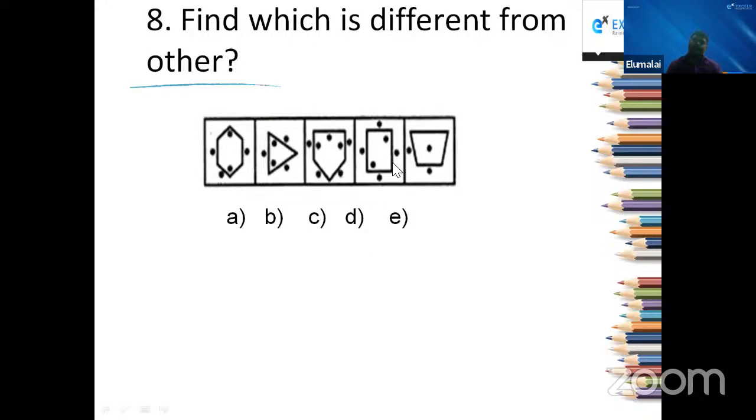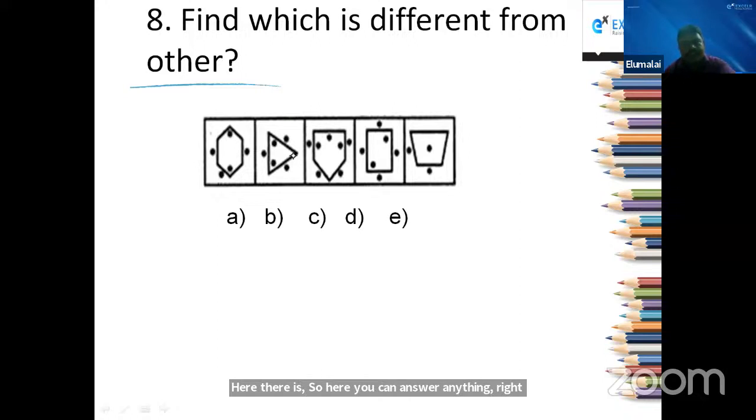See, he just answered the question based on the number of dots. 3 is a lesser number. If you answer somewhere 7, here 3 plus 4 is 7. Here 6. Here it is 5. Here it is 5. Right. So here you can answer anything, right? So that is not the correct one.